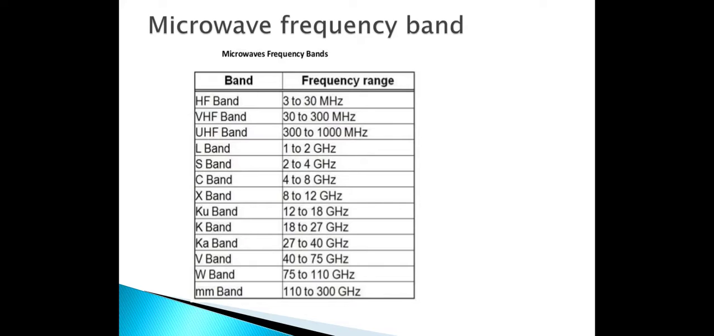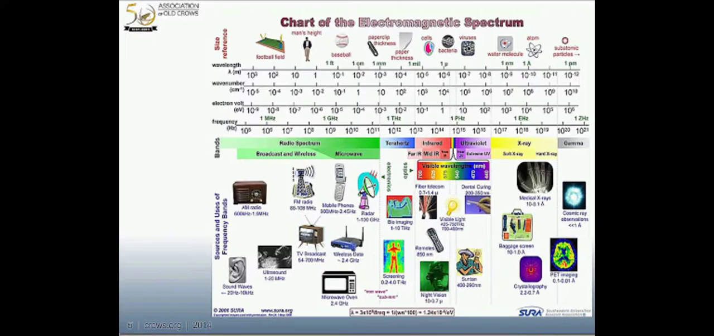gigahertz, C band 4 to 8 gigahertz, X band 8 to 12 gigahertz, Ku band 12 to 18 gigahertz, K band 18 to 27 gigahertz, Ka band 27 to 40 gigahertz, V band 40 to 75 gigahertz, W band 75 to 110 gigahertz, and mm band 110 to 300 gigahertz.